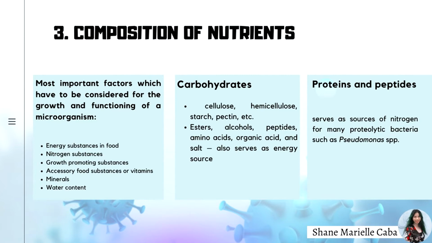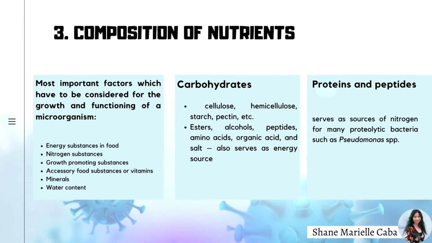Nutritional quality of food depends on the chemical composition, nutritive value or nutrients, their proportion and growth promoting ability to the microorganisms. So in this part, we are going to talk about the composition of nutrients. The most important factors which have to be considered are the energy substances in food, nitrogen substances, growth promoting substances, accessory food substances or vitamins, minerals, and water content, which are all very essential for growth or energy production of microorganisms. The most energy sources of organisms are carbohydrates.